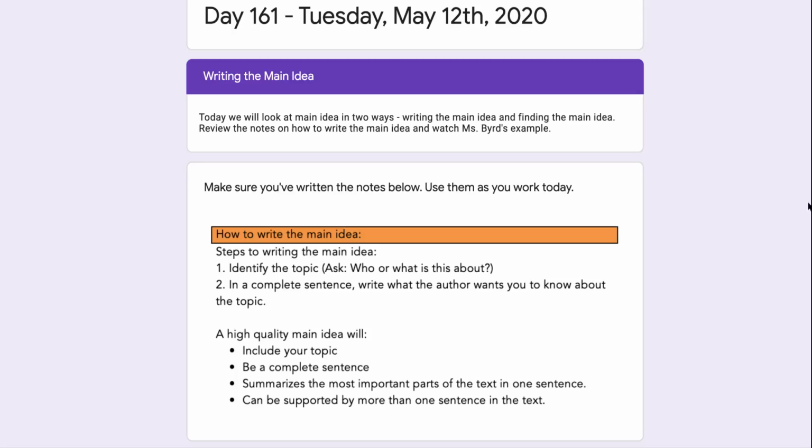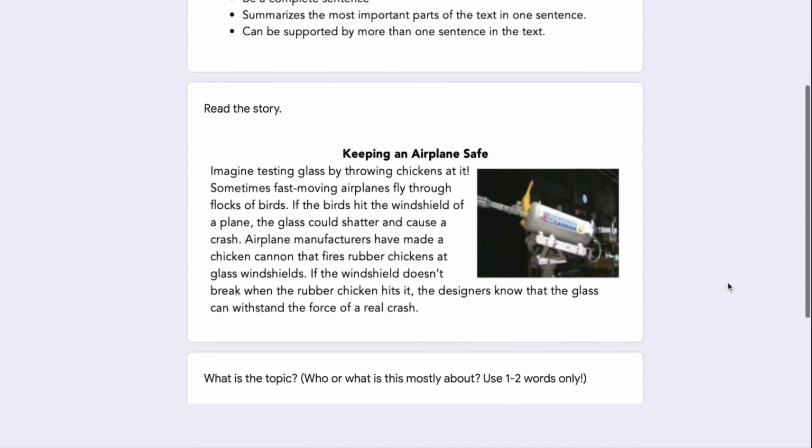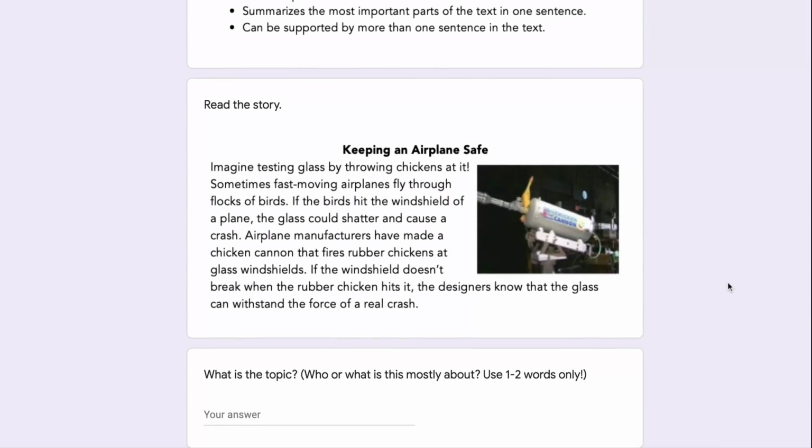Remember, a high-quality main idea is going to include the topic, it's going to be a complete sentence, it's going to summarize the most important parts of the text, and it can be supported by more than one sentence in the text. I'm going to start by reading our story.